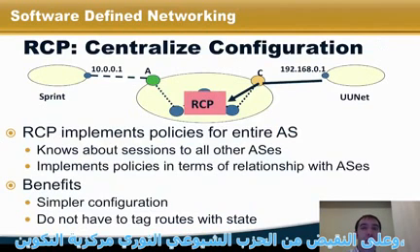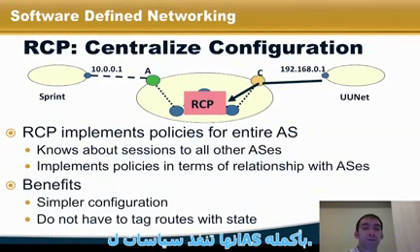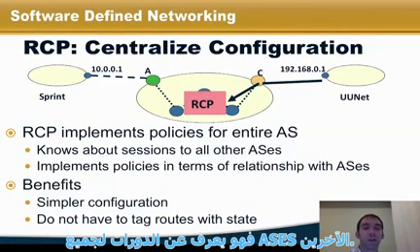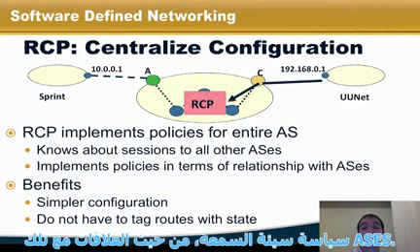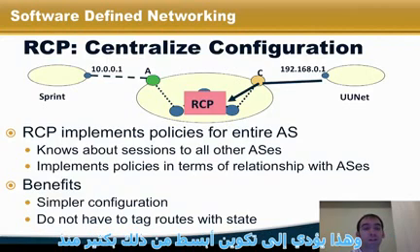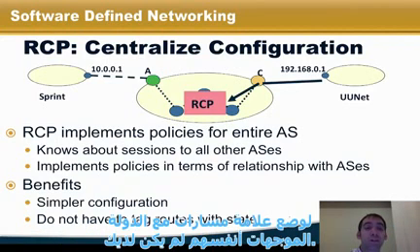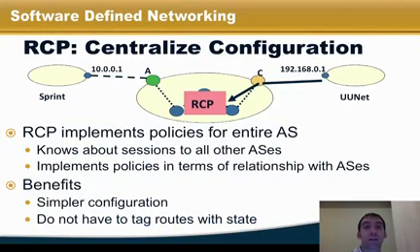By contrast, the RCP centralizes configuration. It implements policies for the entire AS. It knows about sessions to all other ASs and implements policies in terms of the relationships with those ASs. This results in much simpler configuration since the routers themselves don't have to tag routes with state.